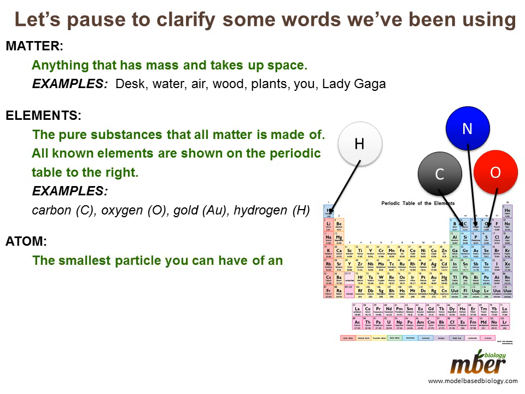So again, an atom is the smallest particle you can have of an element. One atom of hydrogen is the smallest piece of hydrogen you could ever have. One atom of carbon is the smallest piece of carbon you could ever have. And again, here are some of our examples: carbon atom, hydrogen atoms, oxygen atoms, gold atoms, calcium atoms, potassium.